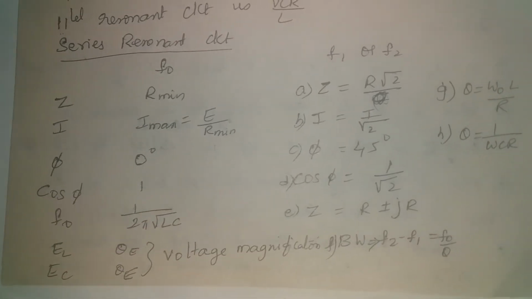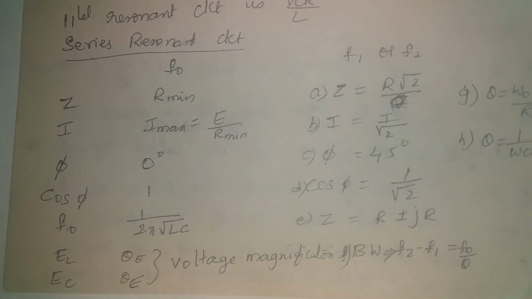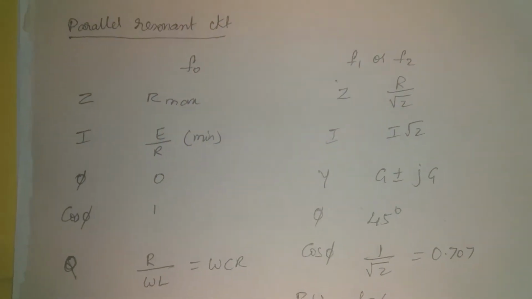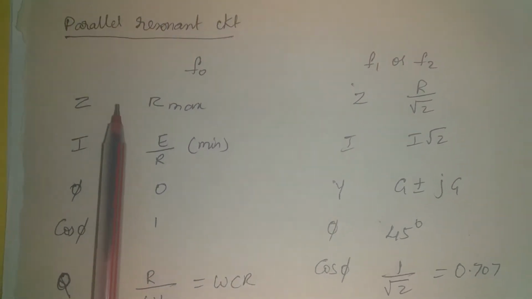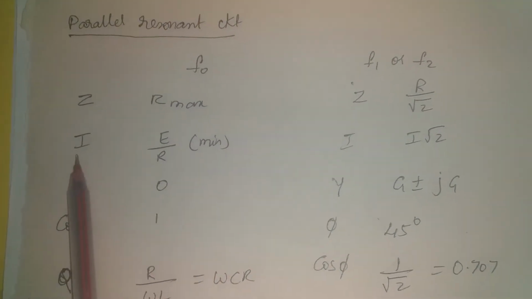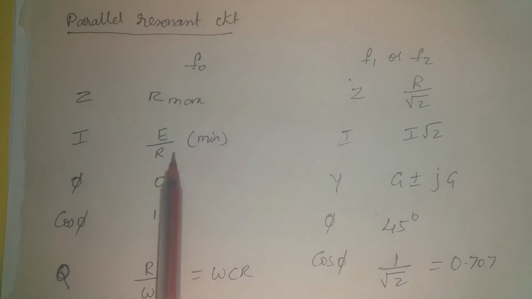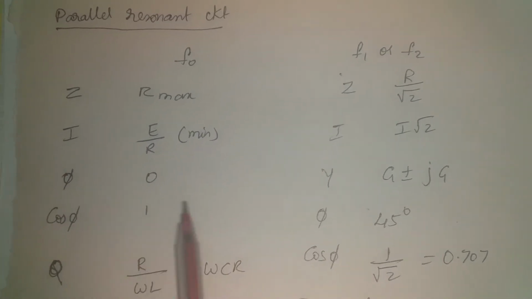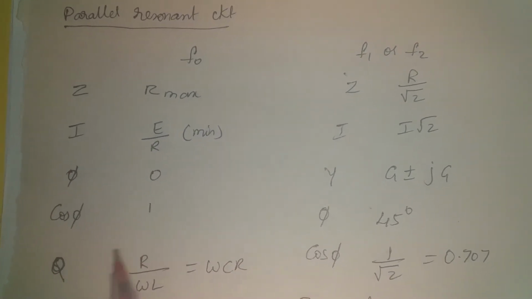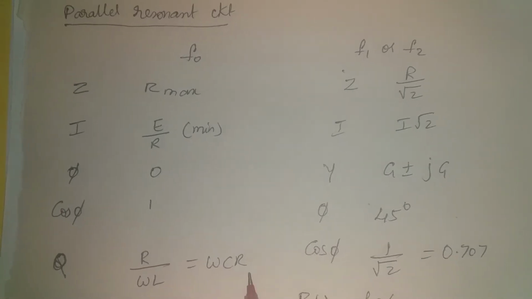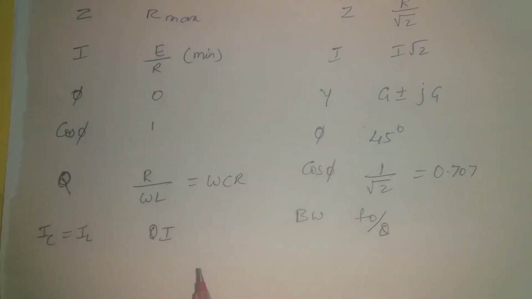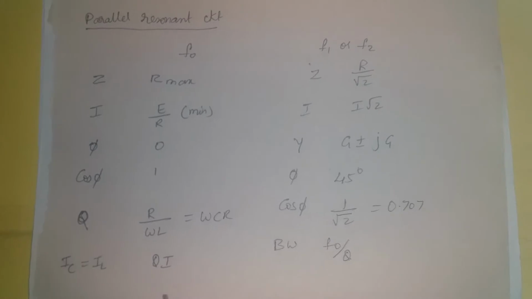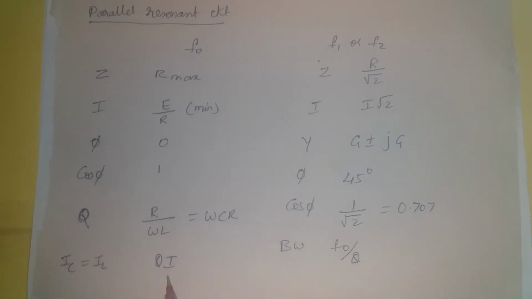Now let's have a look at the properties of parallel resonant circuit. In a parallel resonant circuit, we have seen at F naught, Z is R maximum. So what happens? Current becomes minimum, E by R maximum. Phi is 0, cos phi is 1. Quality factor is R by omega L, which is equal to omega CR. So in parallel resonance circuit, current magnification happens, Q into I.